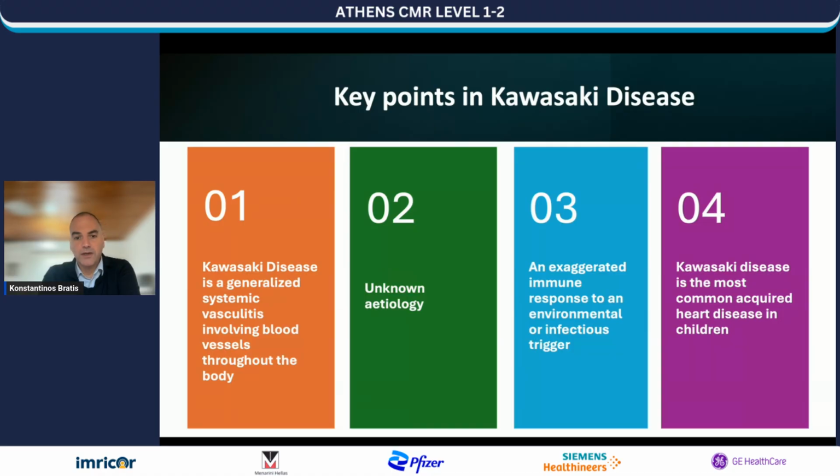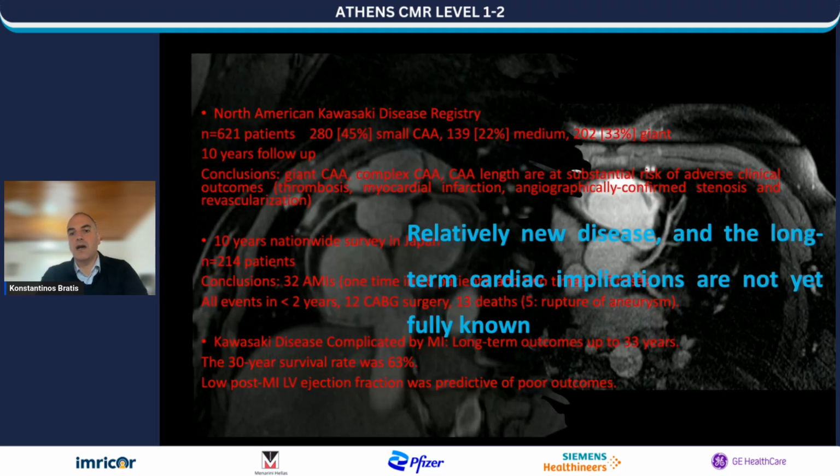It is of unknown etiology, but an exaggerated immune response is seen in most cases. And it is the most common acquired heart disease in children. Now, it's a relatively new condition. It's been almost 40 years since it was first described. So the full spectrum of the pathophysiology and the long-term consequences of this acute disease are not fully known.